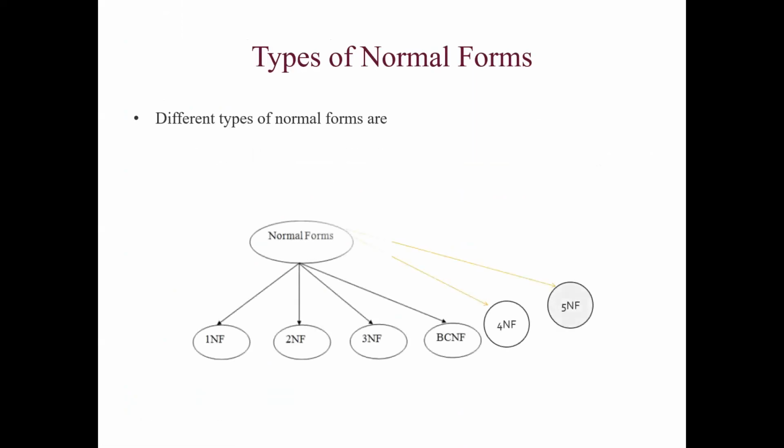Now we will see the different types of normal forms. Here we have 6 different types of normal forms available in the database management system. First normal form, second normal form, third normal form, next BCNF, Boyce-Codd normal form, fourth normal form, fifth normal form. Okay, so my dear students, please remember in this order only.